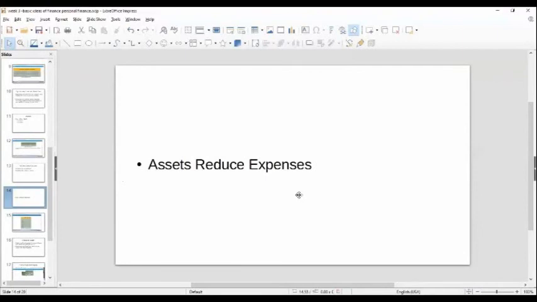And what about another one? If you are only renting a car, instead of renting that car, why not get your own car? In that way, you are reducing your expense. Or another one, if you have that car, then you are now free from paying taxi fare.